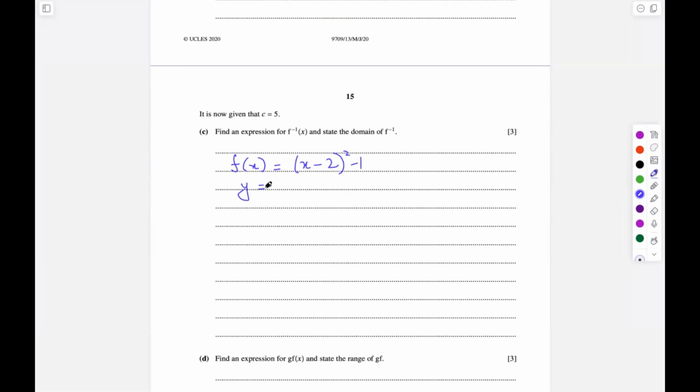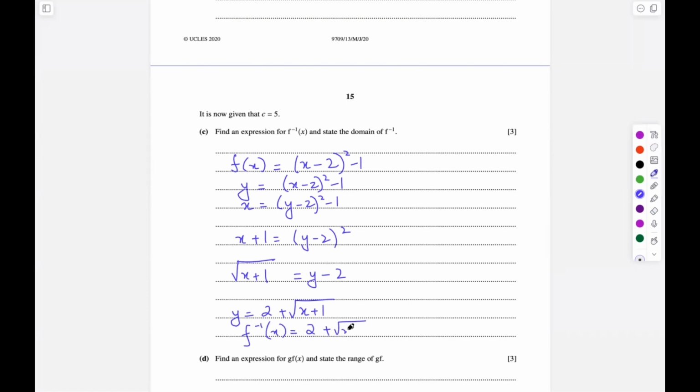To find the inverse, first we'll write y and write this expression as it is. Now exchanging the values of x and y, this will become x equals (y minus 2) whole squared minus 1. Taking 1 to the left hand side, this will become x plus 1 equals (y minus 2) whole squared. Taking the square root on both sides, we'll get the square root of x plus 1 equals y minus 2. Taking 2 to the left hand side, we'll get y equals 2 plus square root of x plus 1. So finally, we can write the expression for f inverse of x as 2 plus square root of x plus 1.